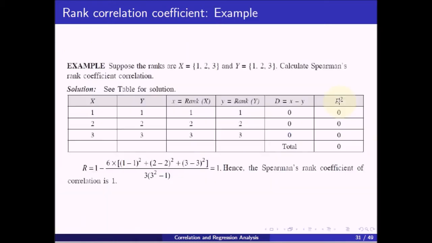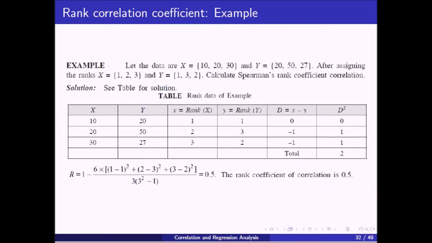It's very important. Now we can see one example where the ranks are there: 1 2 3 and 1 2 3. So x and y are two attributes. First of all we have to identify the rank. Already ranks are given, and then identify the d. D is what? X minus y. So all are 0, and d square is definitely 0. If you put the formula, 1 minus 6 into the summation, which is 0, divided by 3 into 3 square minus 1. Why 3? 3 is the number of data, so 3 data are there. The answer is 1. Hence the Spearman's rank correlation coefficient is 1.